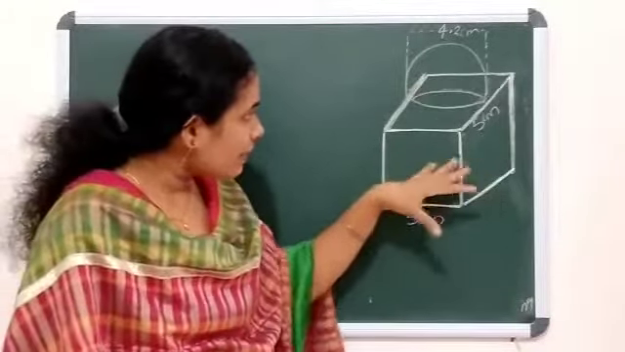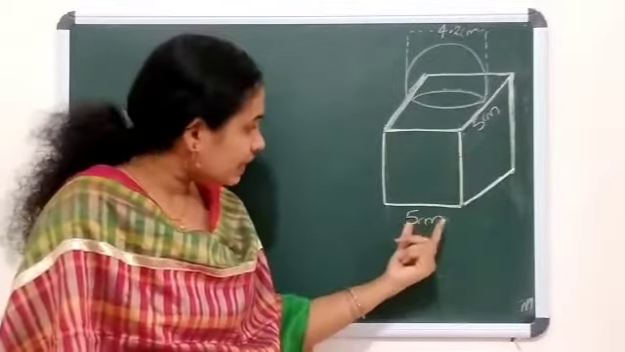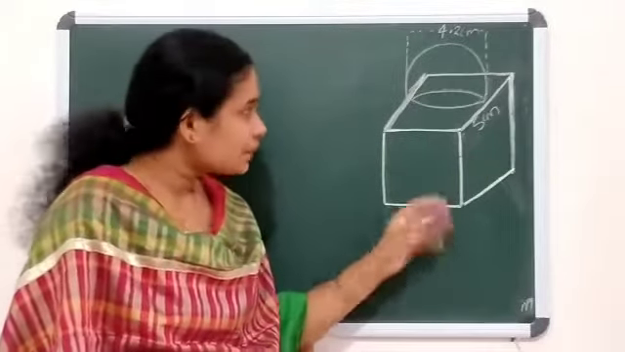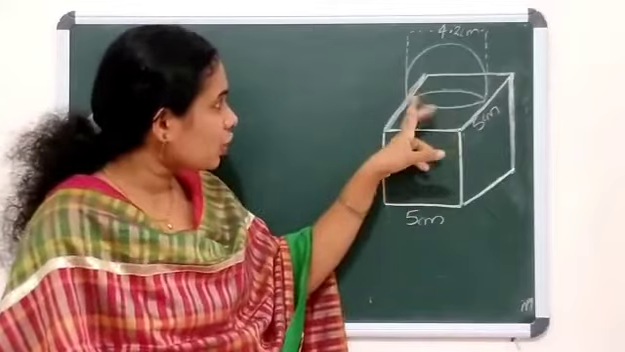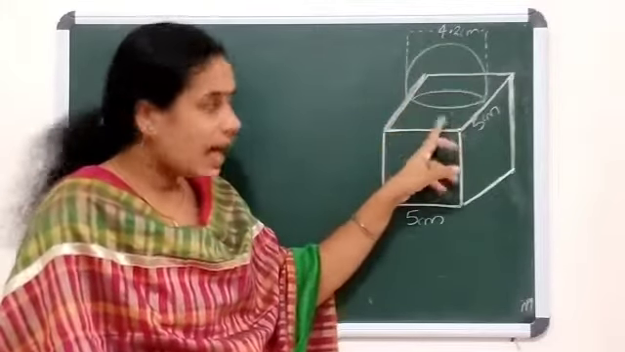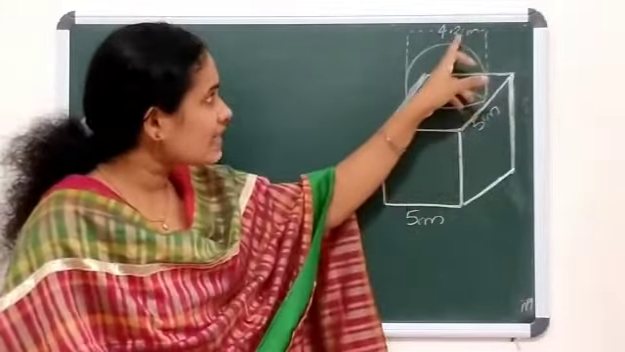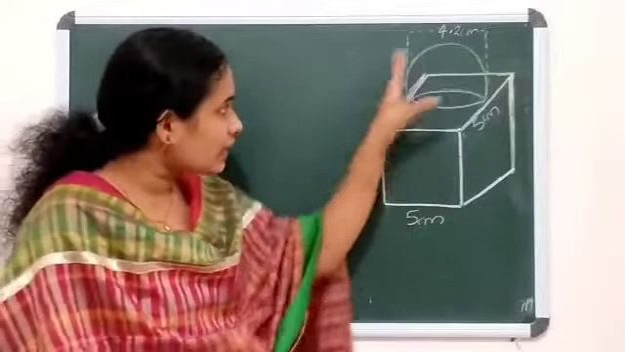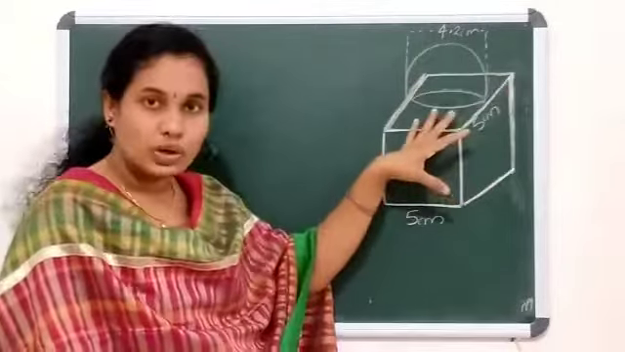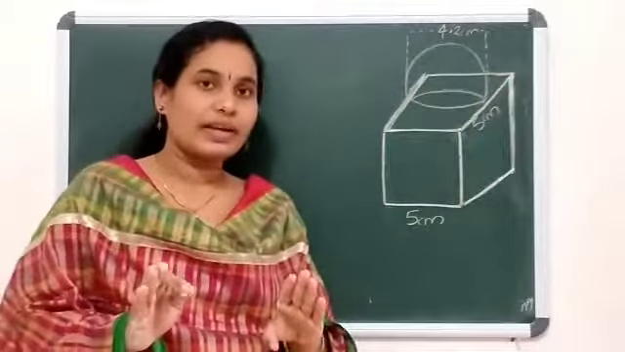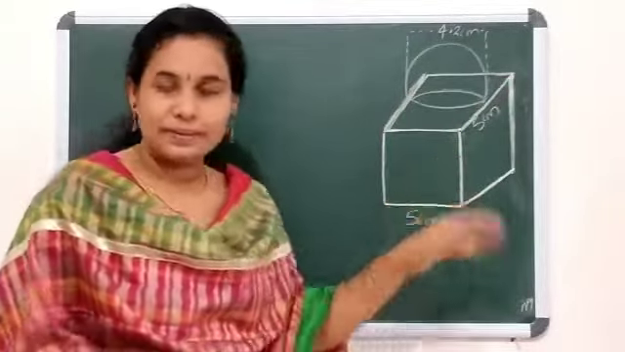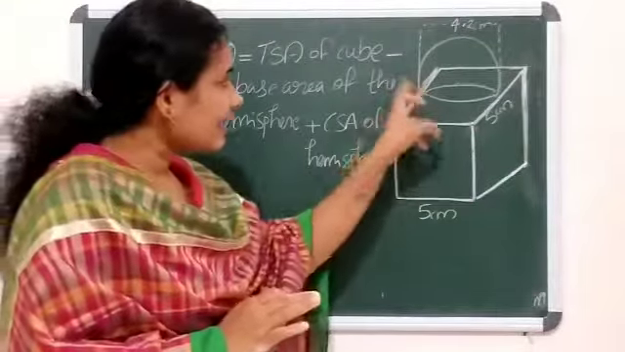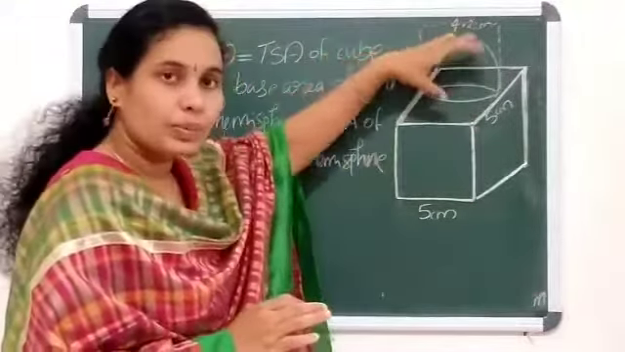Now, here you can see a new solid form. On the base there is a cube with the edge 5 centimeter, and on the top of this cube a hemisphere is placed, and the diameter of that hemisphere is given to be 4.2 centimeter. We are going to find out the total surface area of this new solid. You know how to find out the surface area.